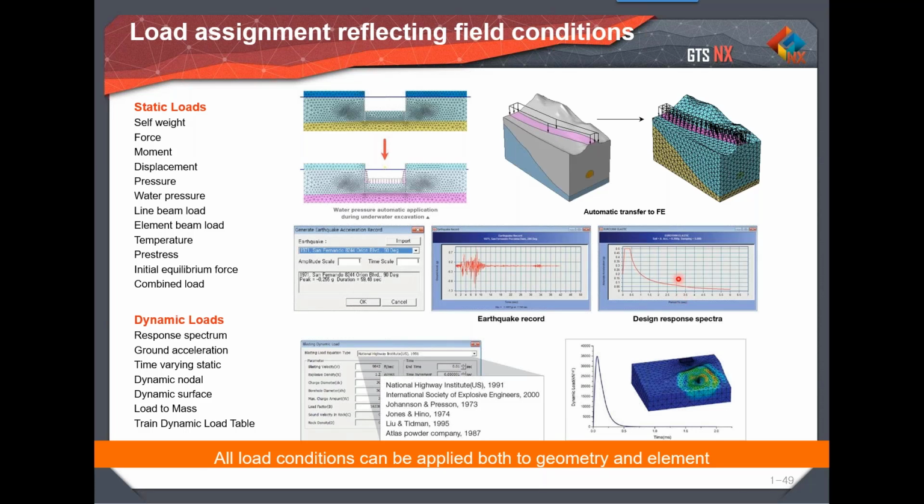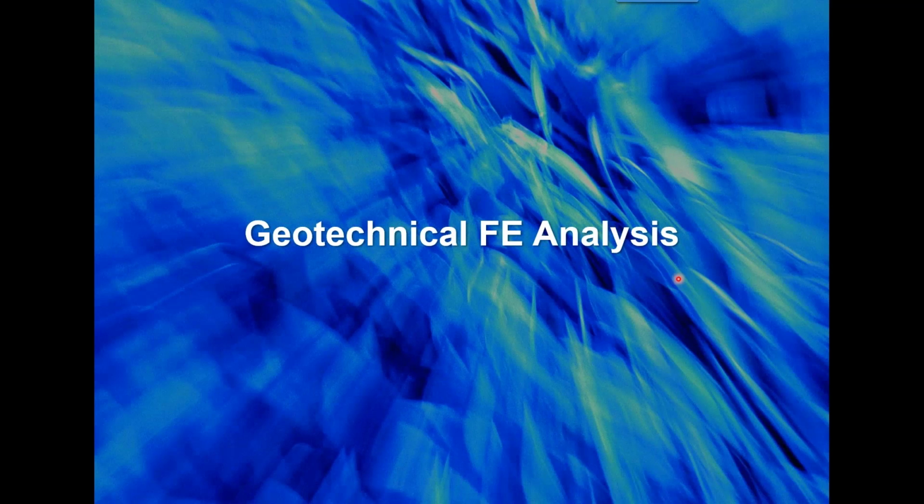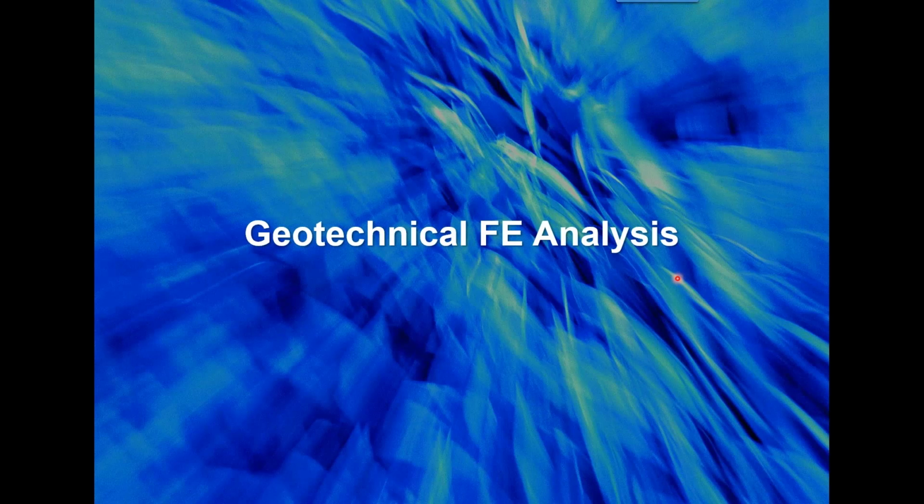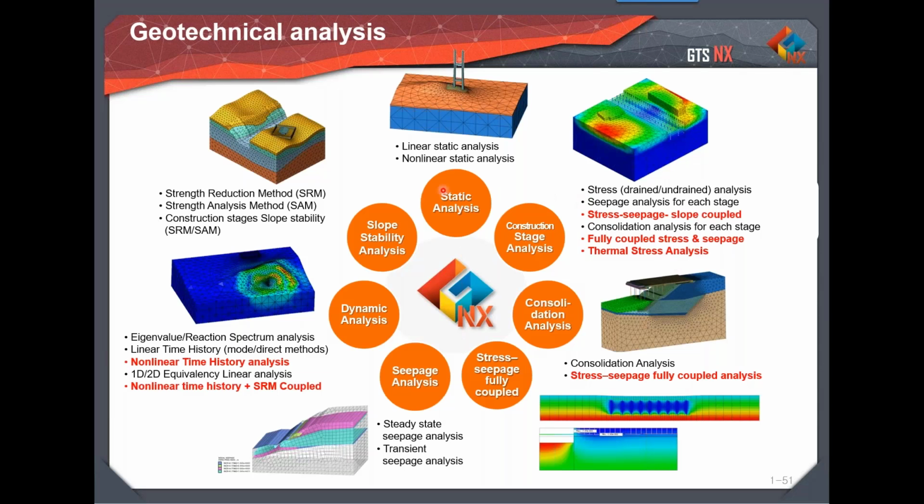Yeah. Then we'll move to the finite element analysis. So what are the different analyses this software can do? You can do a static analysis wherein you can go for linear static, or if you want to consider material nonlinearity, you can go for nonlinear static analysis. And then you can do a slope stability analysis wherein we use the SRM technique. This is the same technique which is being used in Plaxis as well. In Plaxis, it is called the phi-c reduction technique, but here we call it strength reduction technique. So both are one and the same. And then we have another method called the strength analysis method.